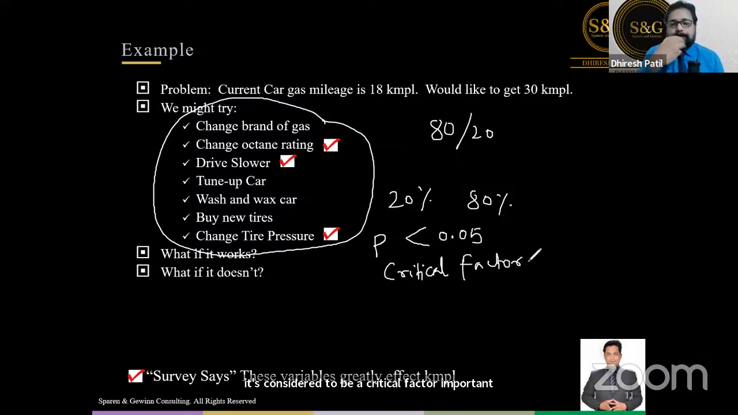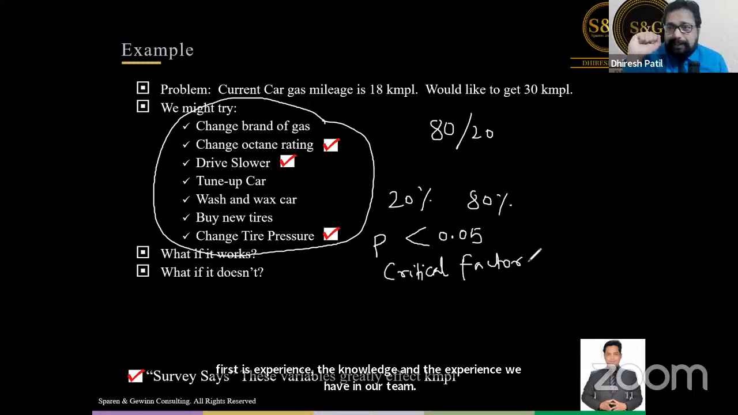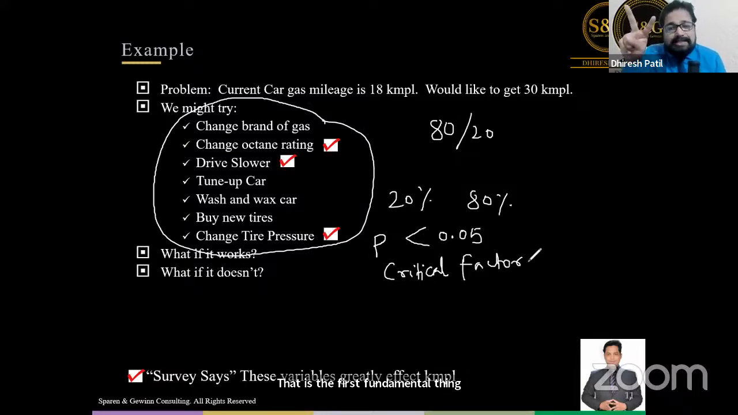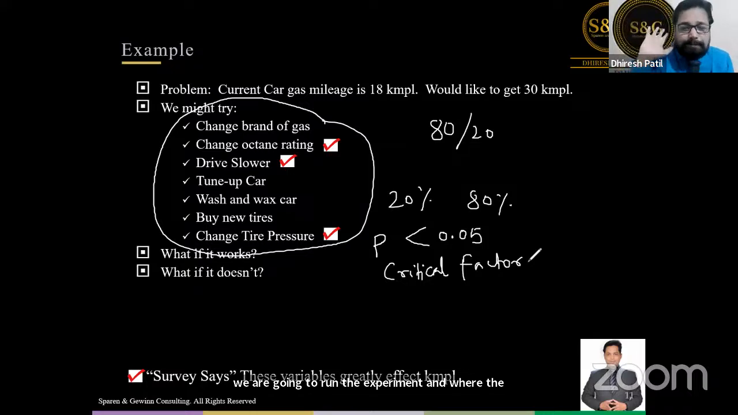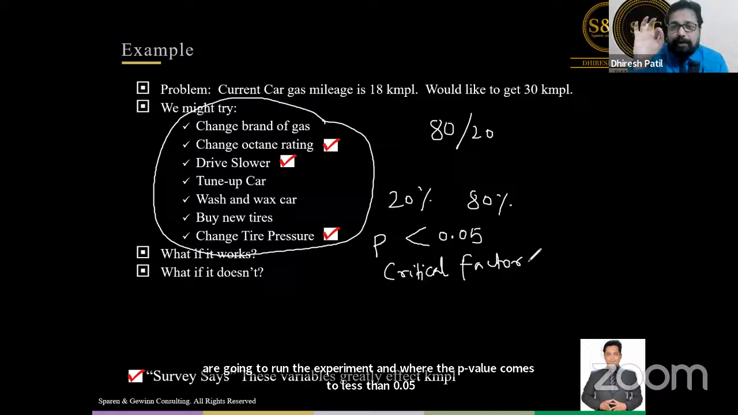Write this down. The first is experience, the knowledge and the experience we have in our team. That is the first fundamental thing to finalize this. The second one is we are going to run the experiment, and where the p-value comes to less than 0.05, it is a critical factor for us. These are the two things which we need to consider.